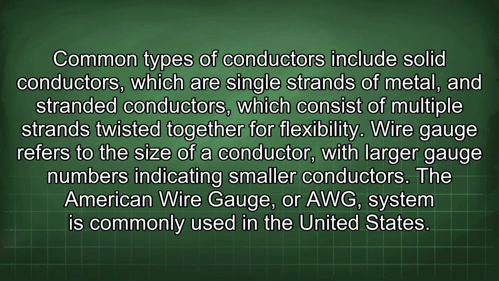Wire gauge refers to the size of a conductor, with larger gauge numbers indicating smaller conductors. The American Wire Gauge, or AWG, system is commonly used in the United States.